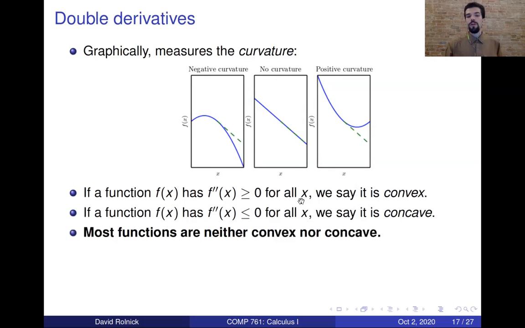It's important to remember that convex and concave are not opposites, in the sense that most functions are neither convex nor concave. Most functions have places where the double derivative, the curvature, is positive, and also places where it's negative.